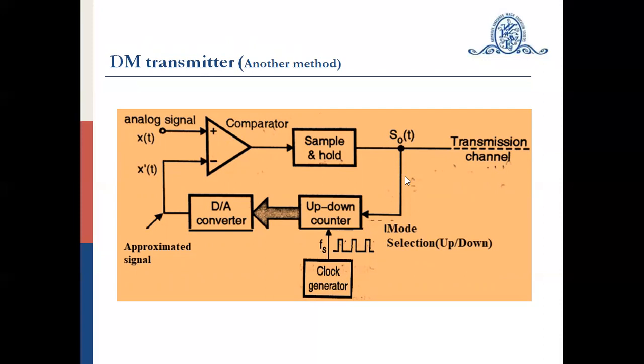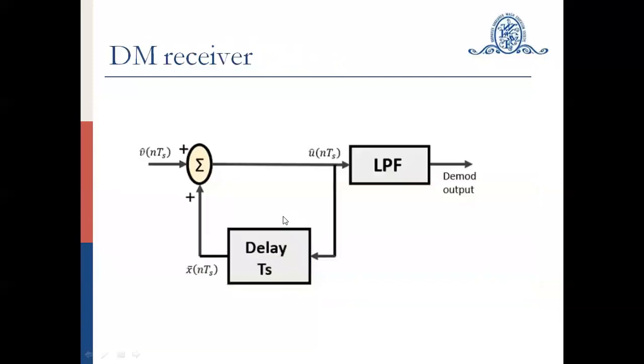Now, this signal is applied to the up-down counter in the feedback loop. So the transmitted signal is used to decide the mode of operation of the up-down counter. The counter output increments by 1 if S0 of t is 1. Otherwise, it will decrement by 1. The counter output is again converted into an analog signal with the help of a D to A converter, and it is again applied to the comparator. So this is what the DM transmitter is.